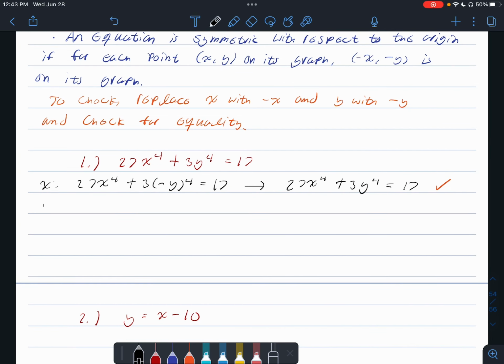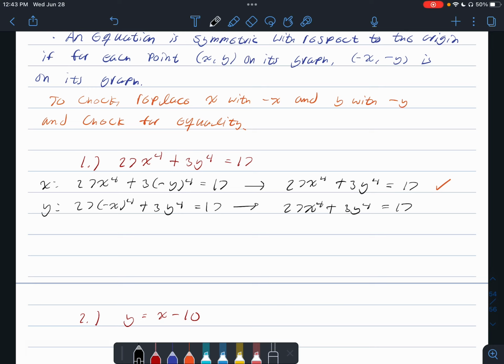Okay, similar for y here. If we're going to check with respect to the y-axis, we'll replace x with negative x: 27 times negative x to the fourth, plus 3y to the fourth is 17. And that'll give us 27x to the fourth plus 3y to the fourth is equal to 17.